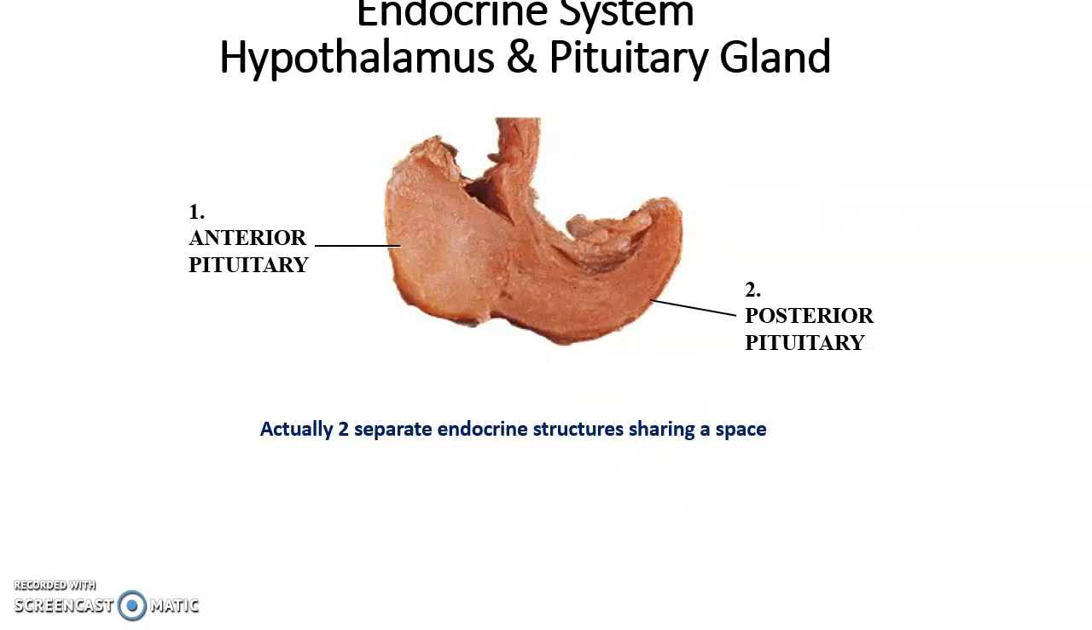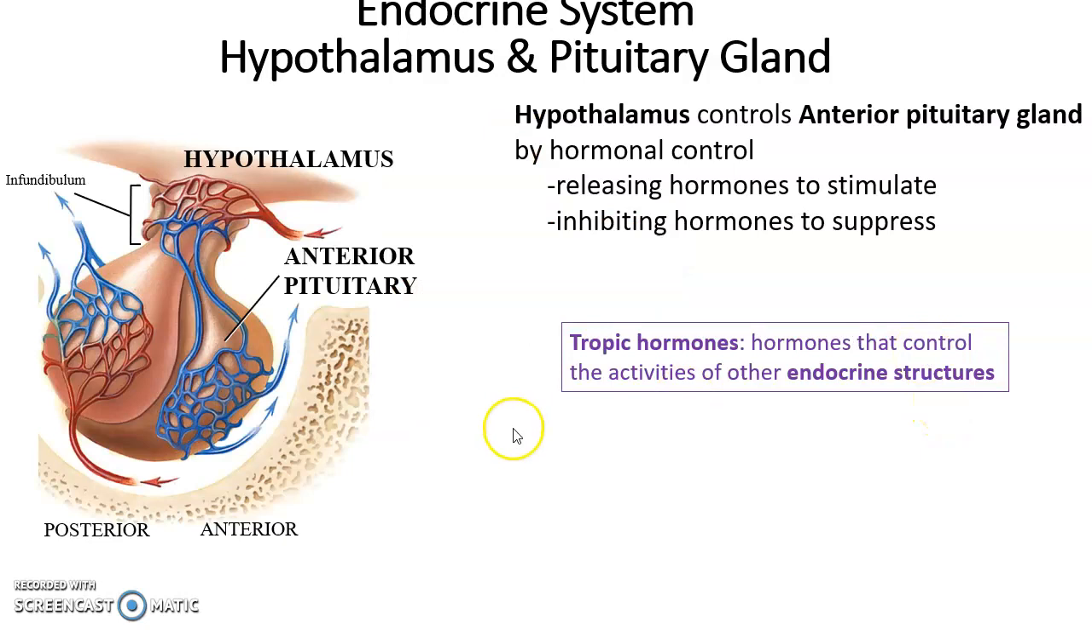The pituitary gland is actually two separate glands that are housed in the same area. So we have the anterior pituitary gland and the posterior pituitary gland. Two structures, the same area, two roommates, one apartment. The hypothalamus controls the anterior pituitary gland by secreting hormones. The hypothalamus will produce releasing hormones that will stimulate the anterior pituitary gland to release hormones. And the hypothalamus can produce inhibiting hormones that suppress the release of hormones by the anterior pituitary gland.